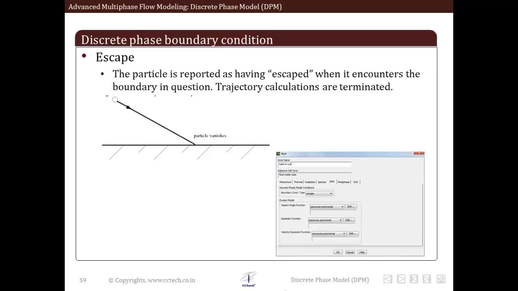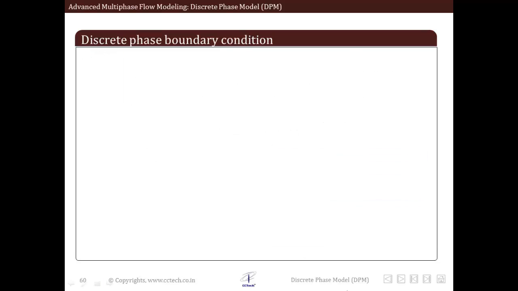Next is the escape boundary condition. The particle is reported as having escaped when it encounters the boundary in question. Trajectory calculations are terminated at this particular location. This is the panel where we input the escape boundary condition. Now we will quickly see other types of boundary condition.